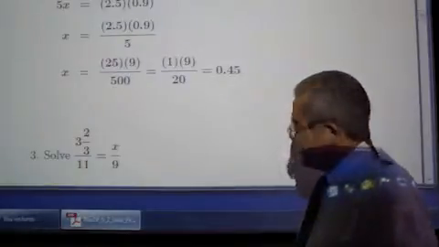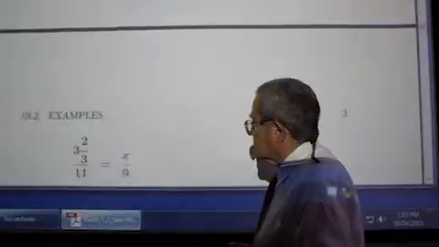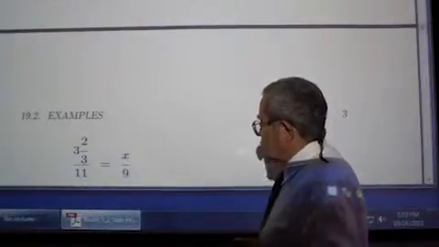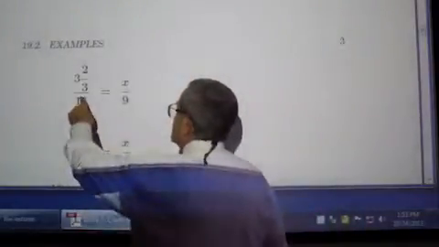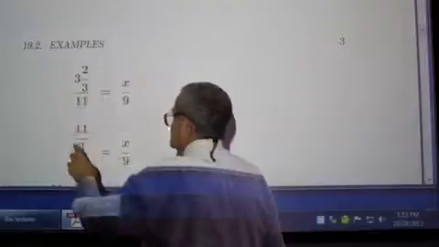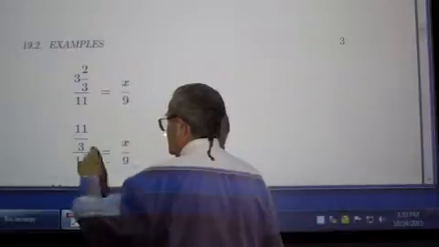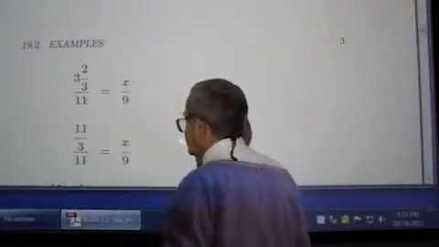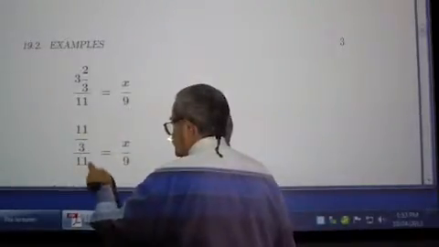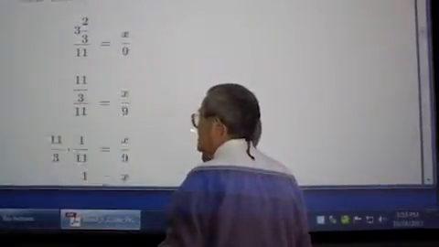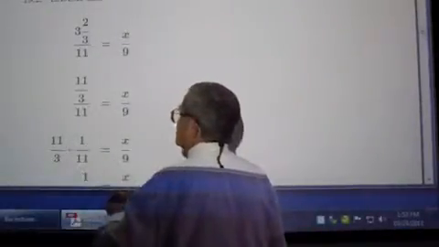Let's see if I did it that way. That's the original problem. I converted 3 and 2/3 to 11 over 3. That's 3 times 3, 9, plus 2, 11, 11 over 3. 11 over 3 divided by 11. This is the numerator, which I could multiply by 9. This is the denominator, which I could multiply by x. No, I didn't do it that way. Yes, I did. I multiplied by the reciprocal.